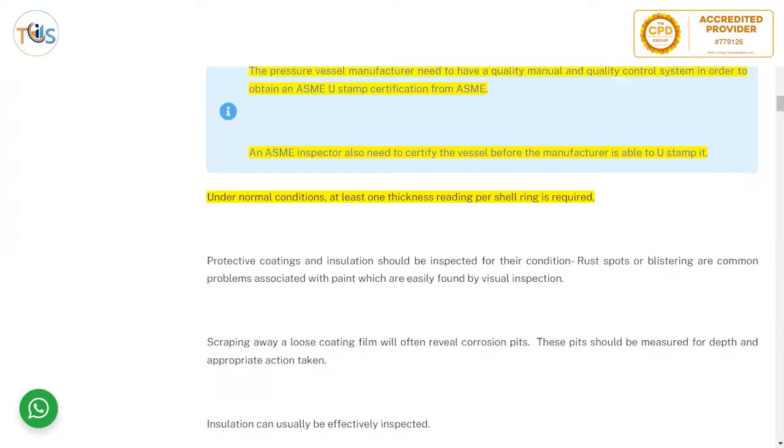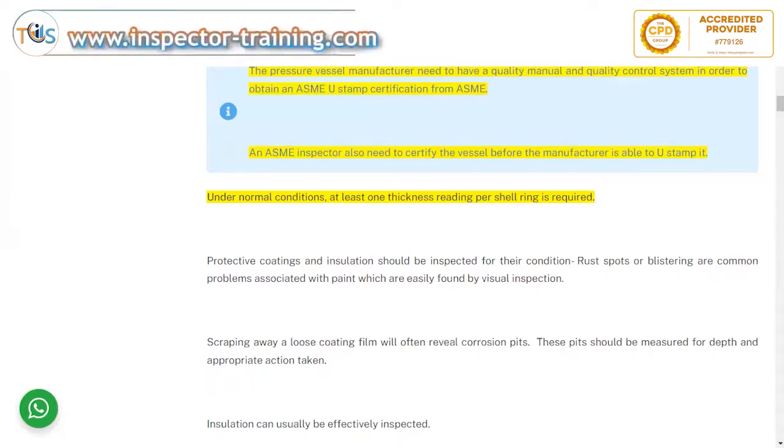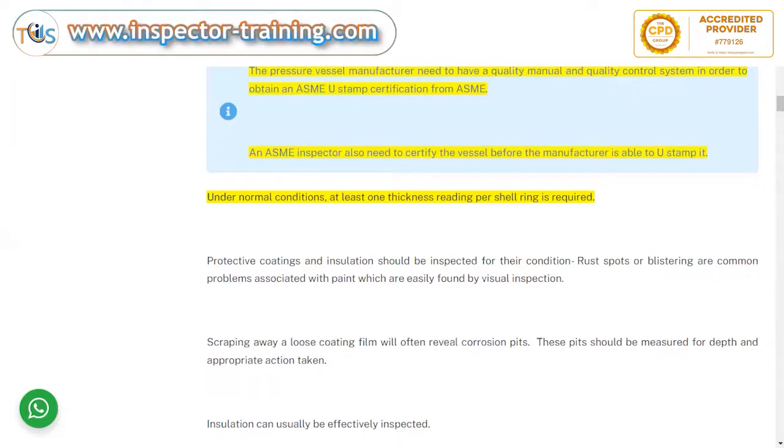Under normal conditions, at least one thickness reading per shell ring is required, because that may be representative of the corrosion rate. But then it is at the discretion of the inspector how many thickness measurements he wants to be done.